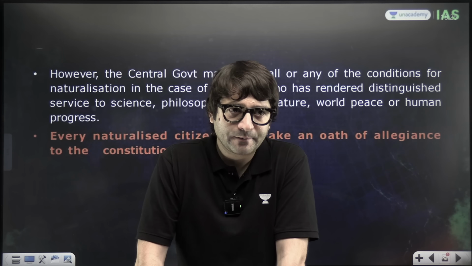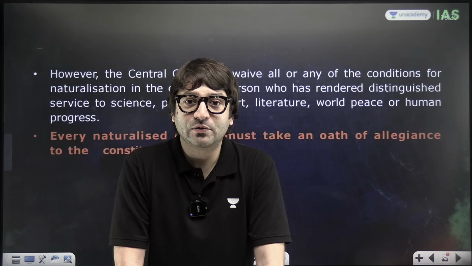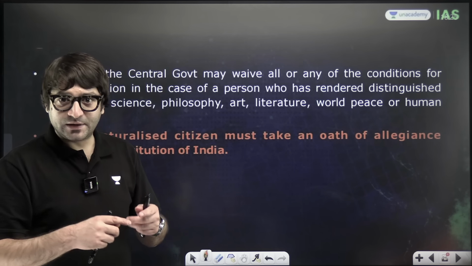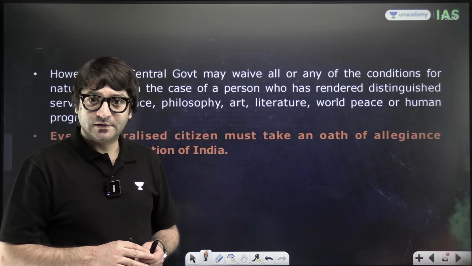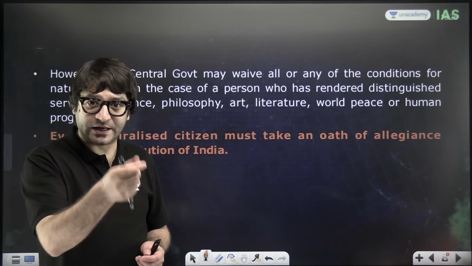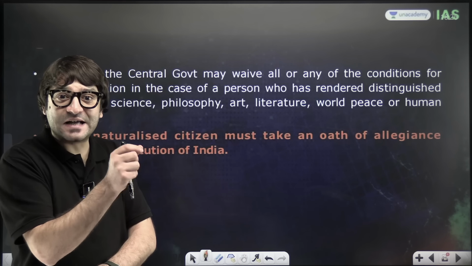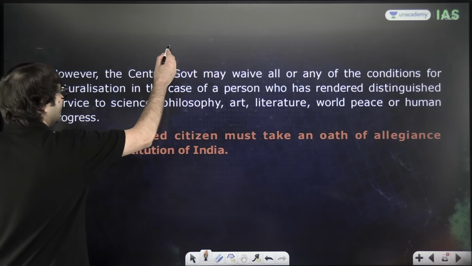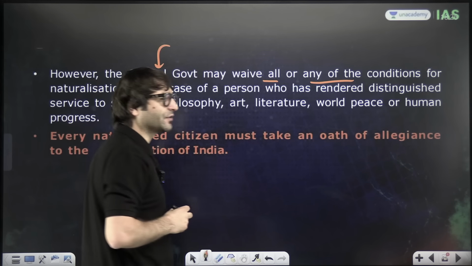What if tomorrow Roger Federer wants to become an Indian? Or what if tomorrow Lionel Messi wants to become an Indian? Or Cristiano Ronaldo wants to become an Indian? Should we tell them that no, you should stay in India for 14 years, get a working knowledge of any language mentioned in the 8th schedule, and then apply for Indian citizenship? We want to fast track citizenship for them. And that is how law says if the central government wants, it may waive all or any of these conditions.